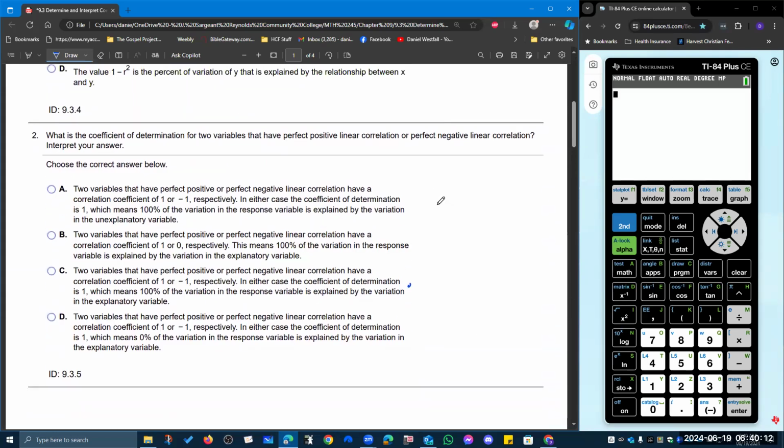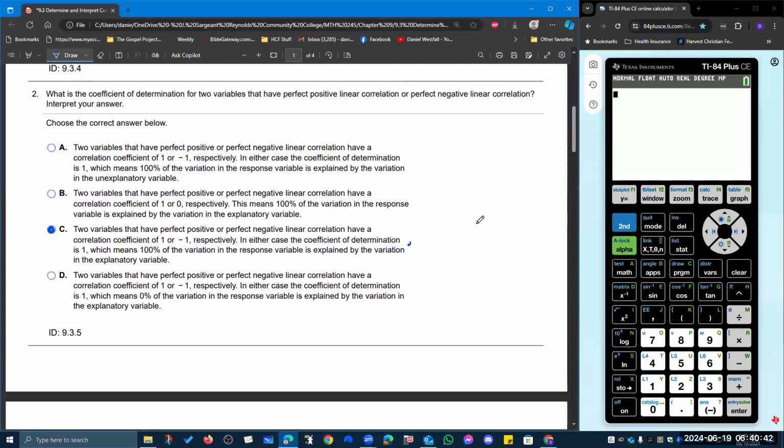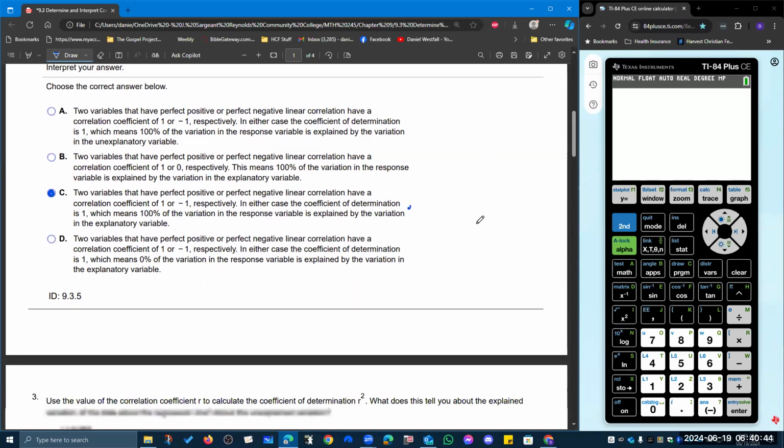due to other factors. So what is the coefficient of determination for two variables that have a perfect positive linear correlation or perfect negative linear correlation? Two variables that have a perfect positive or perfect negative linear correlation have a correlation coefficient of 1 or -1 respectively. In either case, the coefficient of determination is 1 because 1 squared is 1 and -1 squared is also 1. That means that 100% of the variation in the response variable y is explained by the variation in the explanatory variable x.